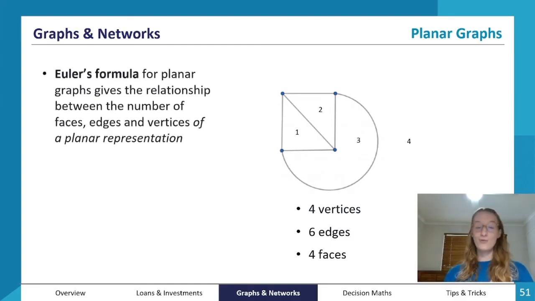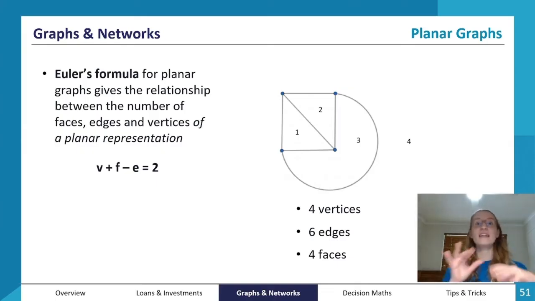which brings us to Euler's formula, which you might have heard of. So Euler's formula for planar graphs tells us about the relationship between the number of faces, edges, and vertices of a planar representation. So Euler's formula is only relevant and only applicable to the planar representation of the graph. And Euler's formula is V plus F take E equals 2, or the number of vertices plus the number of faces minus the number of edges equals 2.